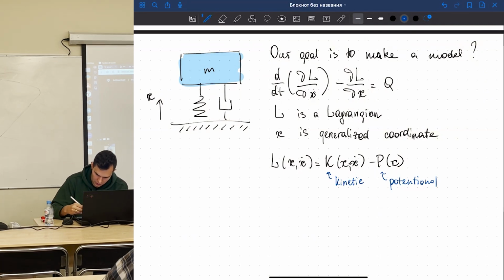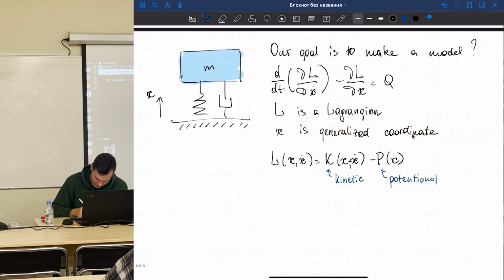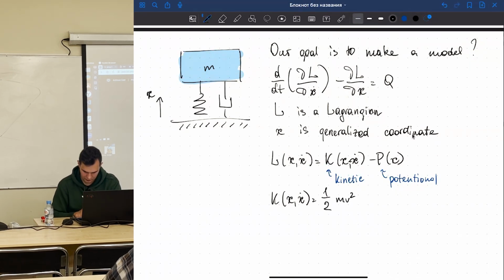Okay, so now what will be the kinetic energy for this mass spring damper? Half m x dot squared. Half m v squared, sorry, m x dot squared. Right, and the velocity here will be just x dot.